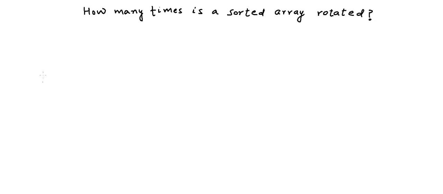In this lesson, we will solve another programming interview question. And the question is that we are given a sorted array that has been rotated. So let's say we have been given a sorted array with these elements. The size of the array is 6, so we have indices from 0 to 5.